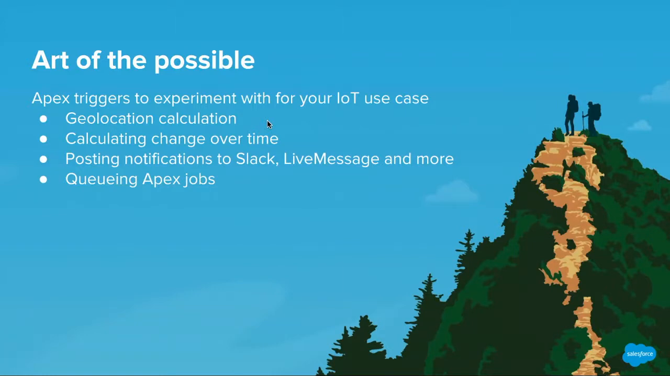So what's some of the art of the possible with Apex triggers today? I just showed you how you can filter and then split up the trigger from there, but you can also do a lot of really cool stuff. You can do geolocation calculations, calculating change over time, posting notifications to Slack or Live Message or Twilio, and further queuing Apex jobs. So this is what we're seeing out in the field with customers. They're leveraging Apex triggers to do all this complicated logic in real time.